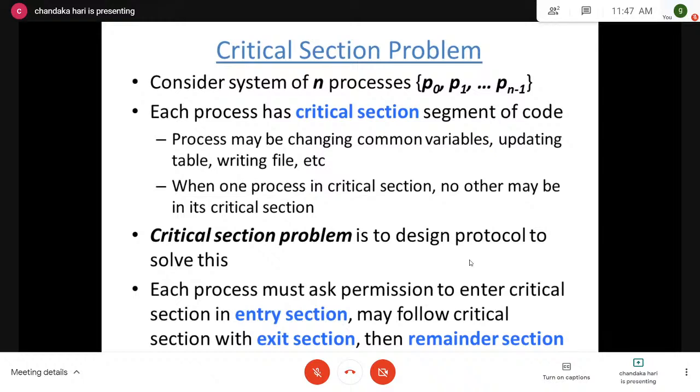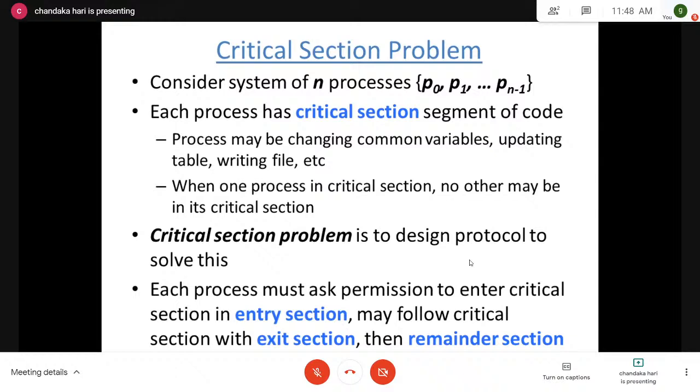Once the entry section is done and the locks are properly obtained, you are allowed to continue and execute the critical section. Once the critical section is completed, again you need to release the locks. The releasing of locks is going to be done in the exit section.